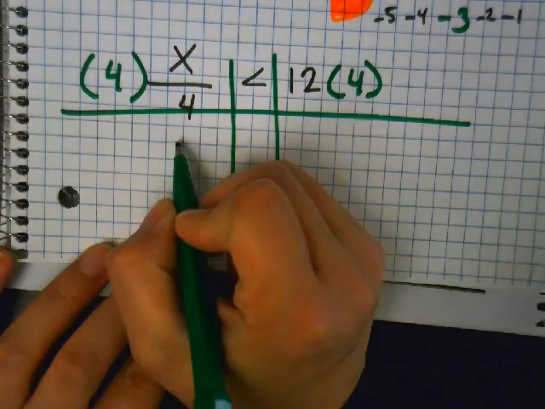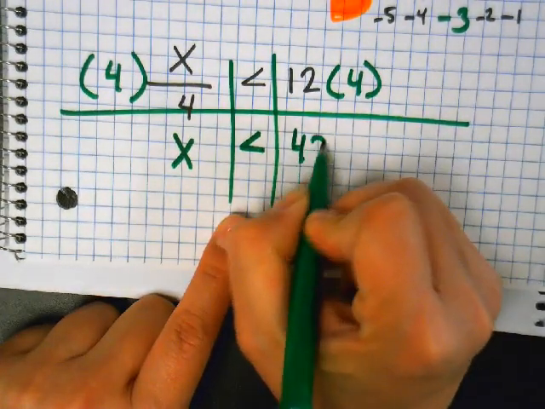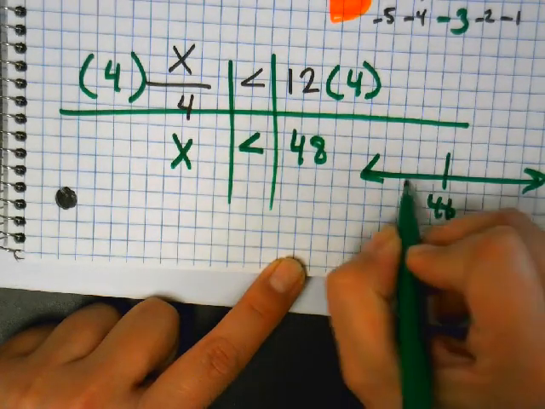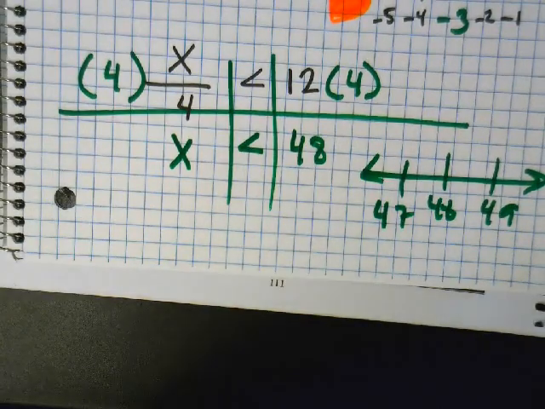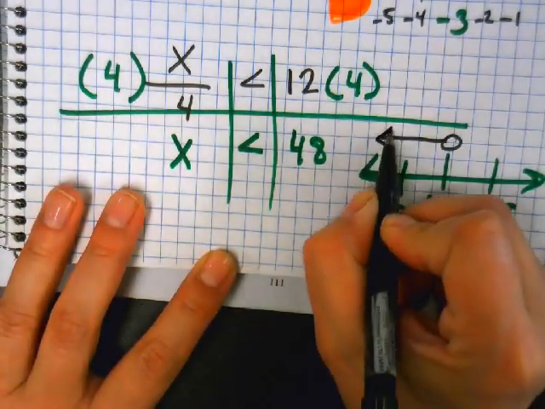All right. X is less than 48. So you draw. Remember, we're only drawing the number lines for the notes. We only got one more to do. Open circle, and then to the left.